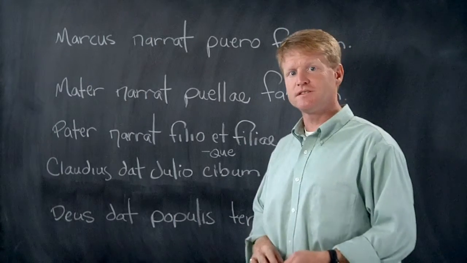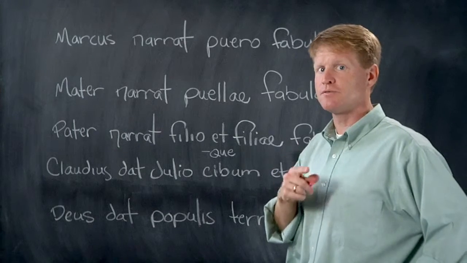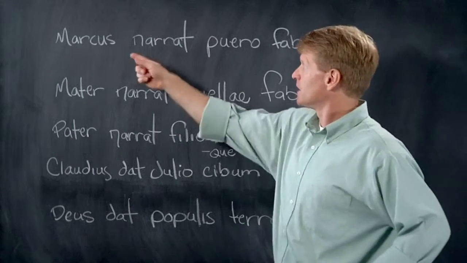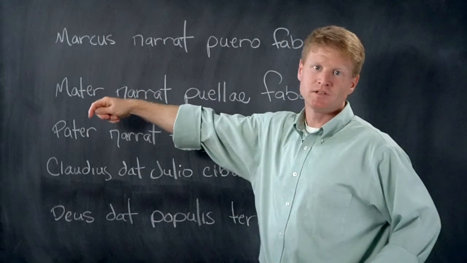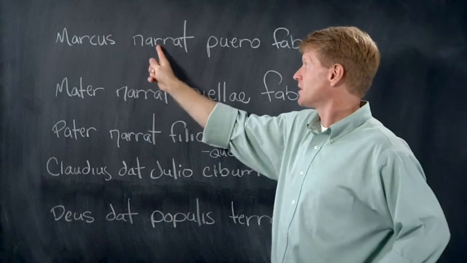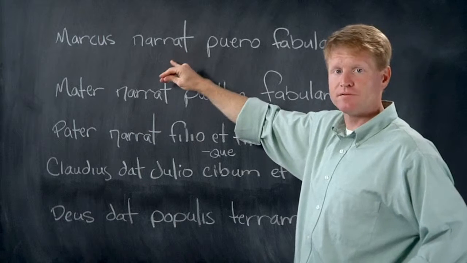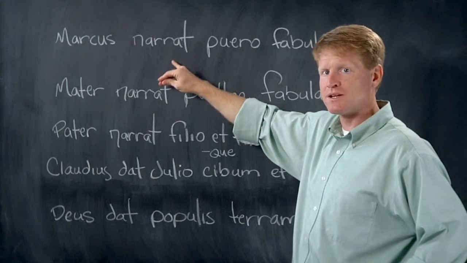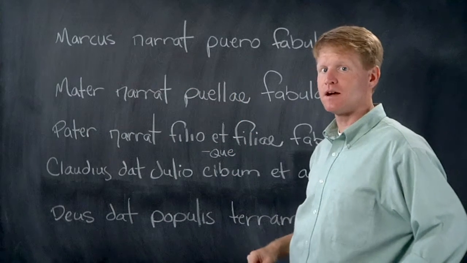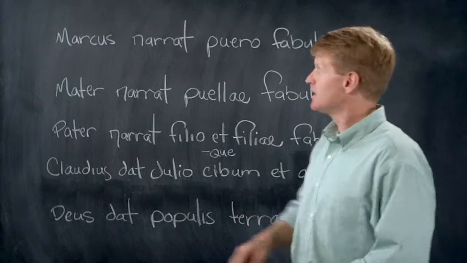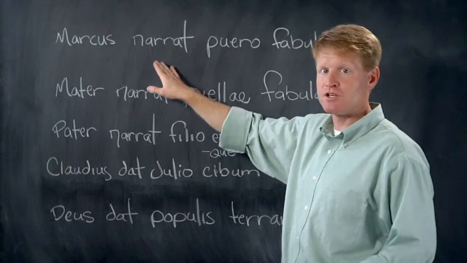So here's some more sentences. Let's continue. Looking at the dative case, watch the endings. We're looking for indirect objects. Okay, Marcus narrat puero fabulam. Marcus, that's easy, means Marcus. Marcus narrat. Narro, we take the AT off and replace it with an O. Narro means I tell. Narras, you tell. Narrat, he, she, it tells. So Marcus tells, that's where you get narrative and narration.